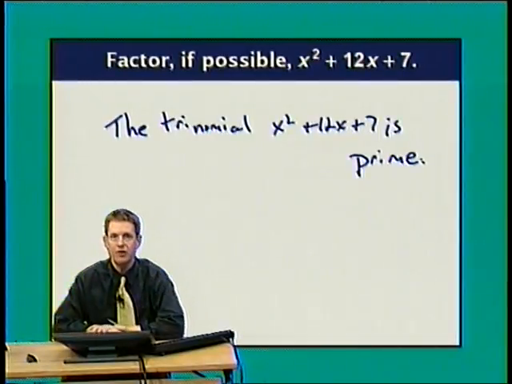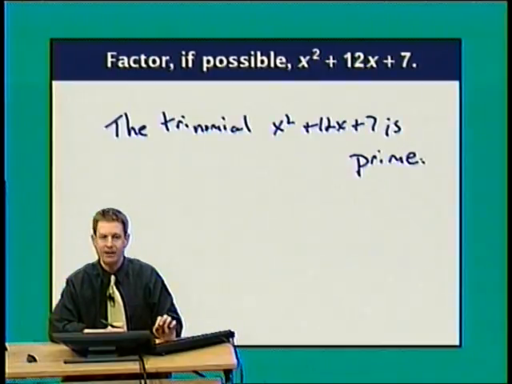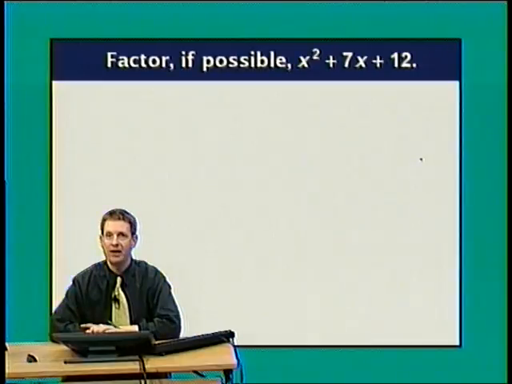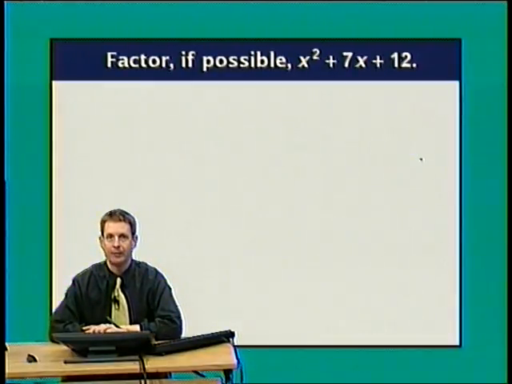Again, there is no pair of positive integers that multiply to 7 and add to 12. How about this one? All I've done is made the constant the linear coefficient and the linear coefficient the constant from the last example. But that changes everything. Is there a pair of positive integers that multiply to 12 and add to 7?